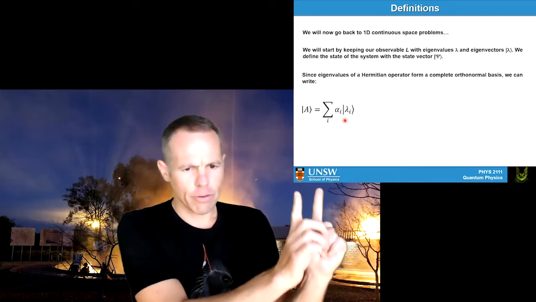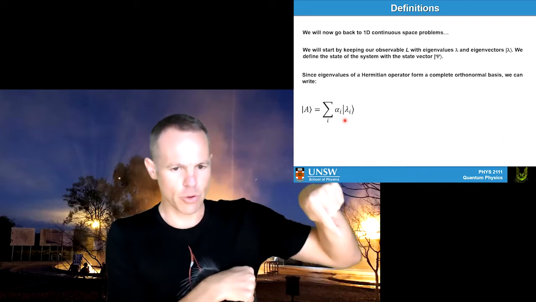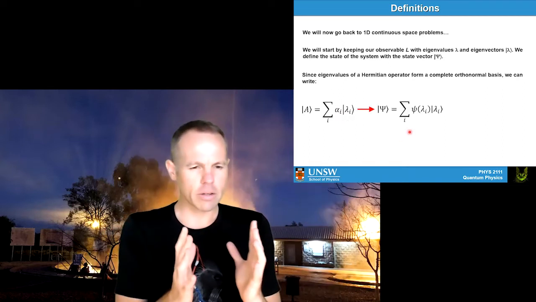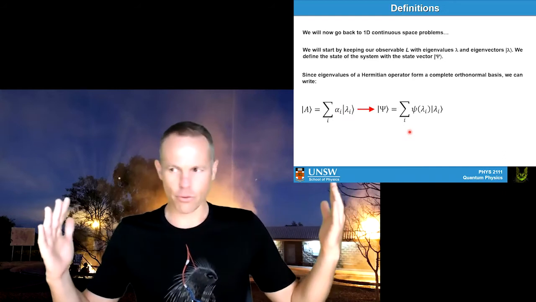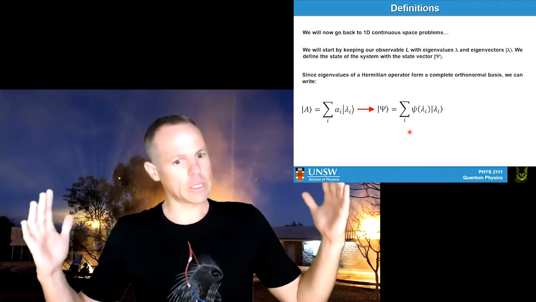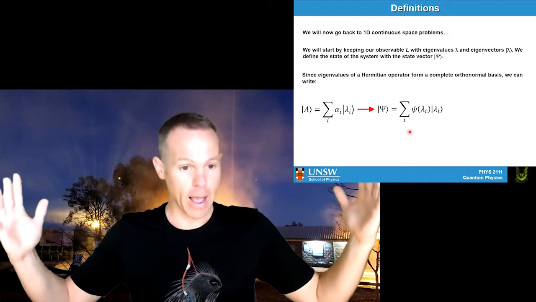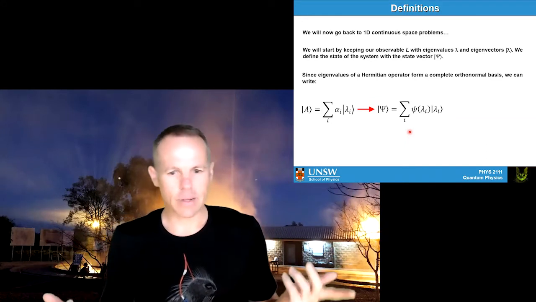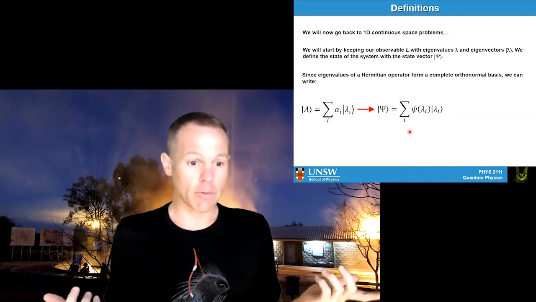Now we're going from our two observable system, spin up, spin down, to something with a larger number of possible discrete states. Let's say 100,000 or something. What you could imagine is that the name at the front, A, is kind of arbitrary.